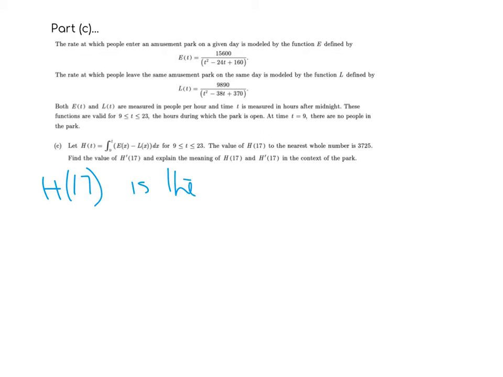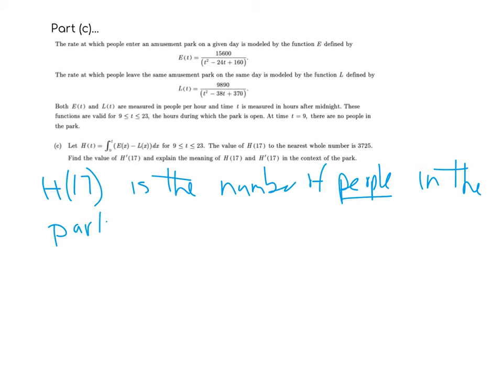Is the number of people in the park at t equals 17. Number of people in the park at t equals 17. So, I mean, that's hours after midnight, so we could call that 5 in the afternoon or whatever. But we don't need to. So, number of people in the park at t equals 17.